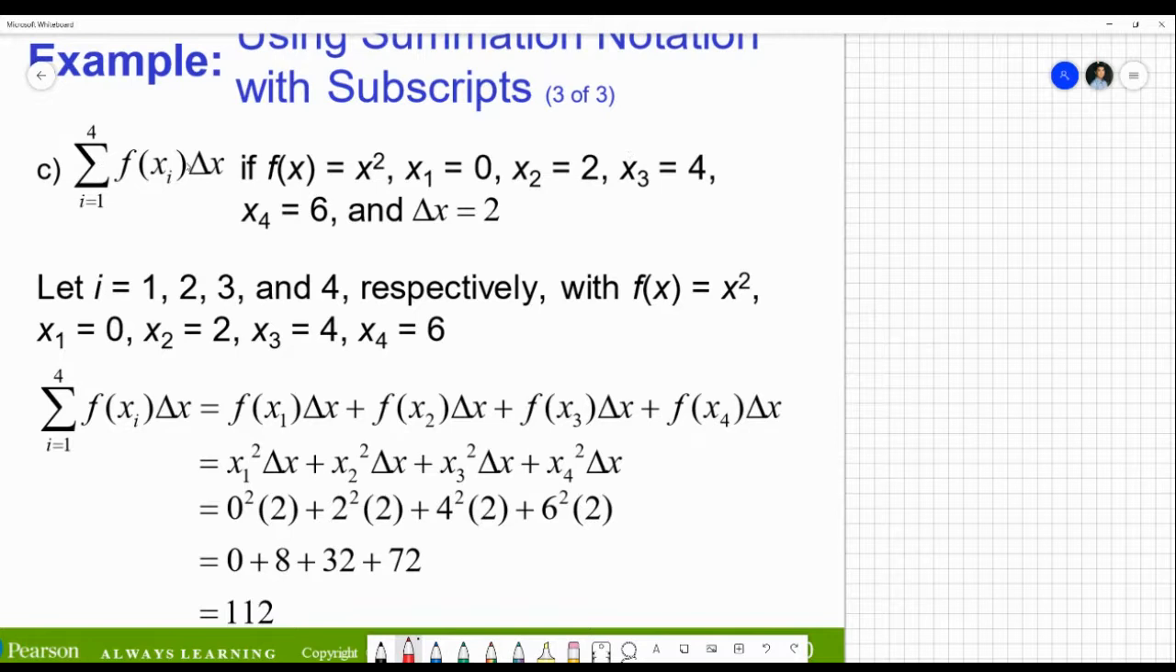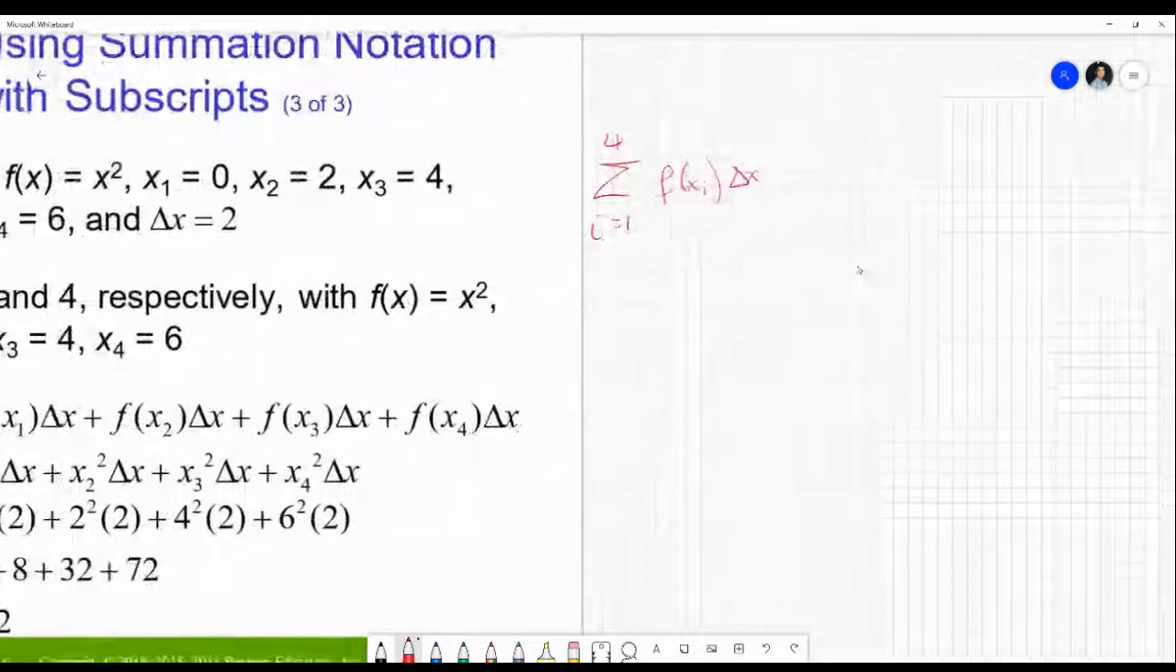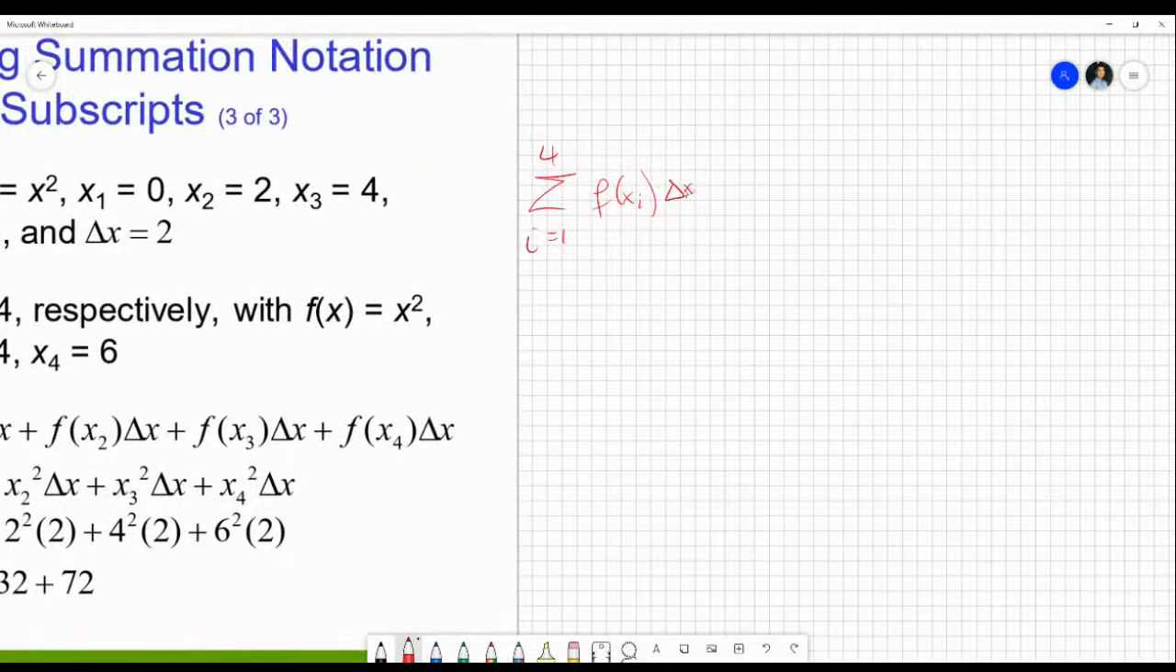First of all, let's inspect what this summation is. Now, when you get to calculus, you're going to understand what delta x means. Oh, by the way, this is a delta. This is a Greek letter, capital D. So for pre-calc, don't worry so much about what this delta x means. Just know that it is a constant.